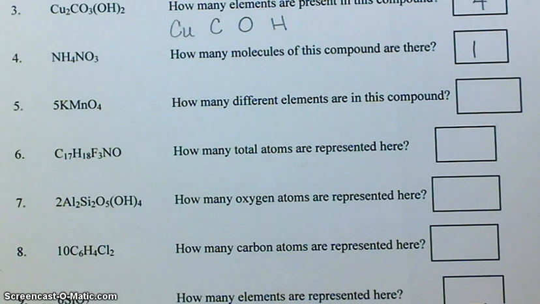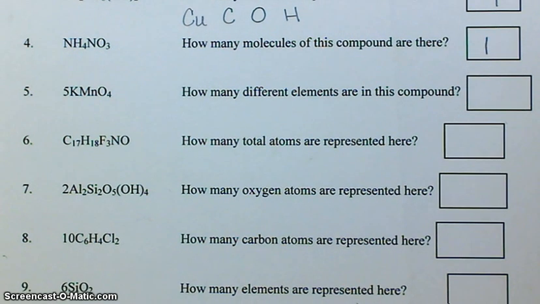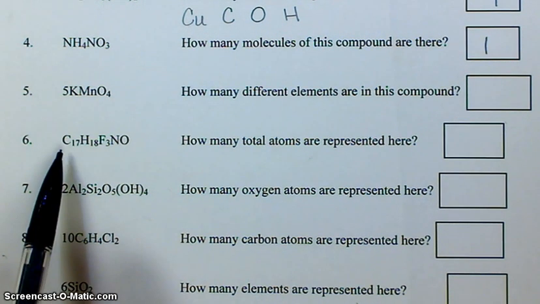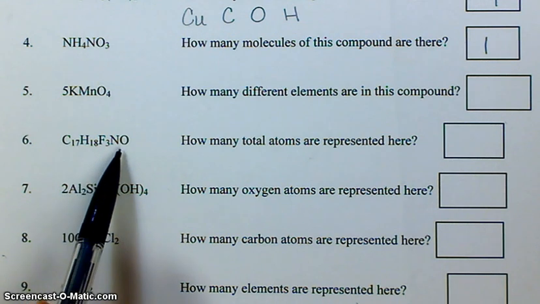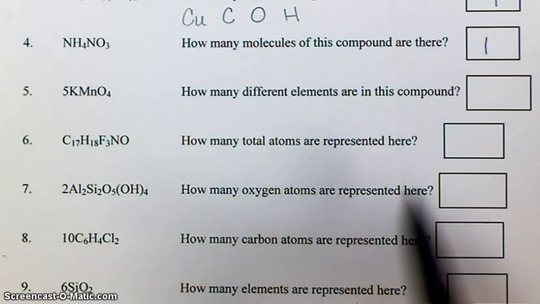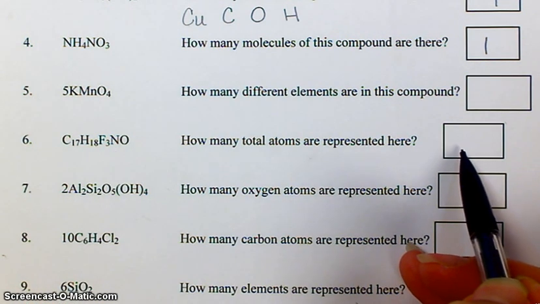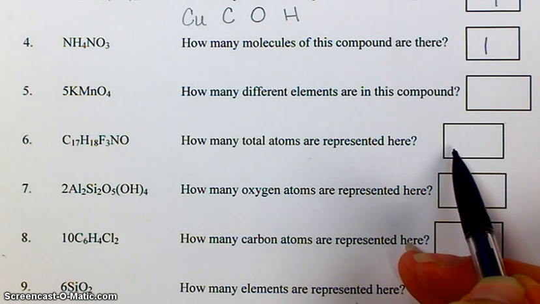I'm going to skip down here. I want to do number 6 real quickly. C17, H18, F3NO. How many total atoms? Well, a common answer here is 38, and 38 is incorrect.